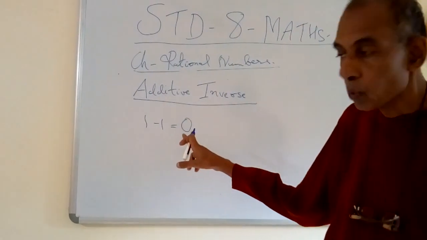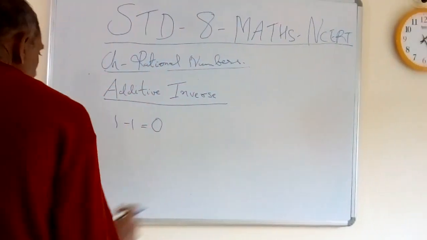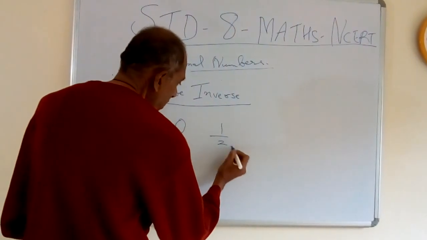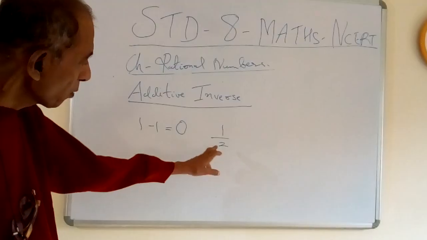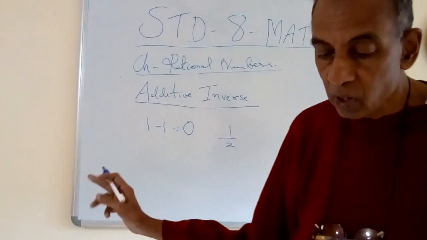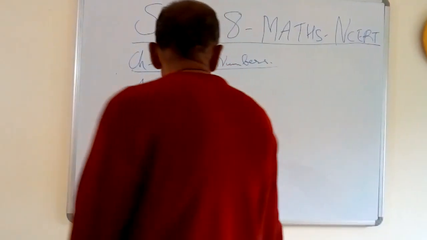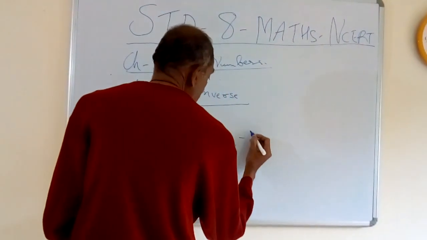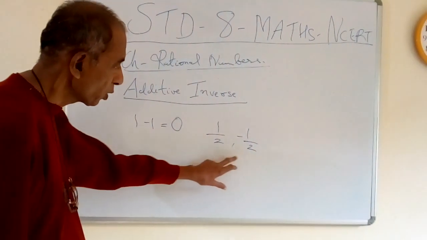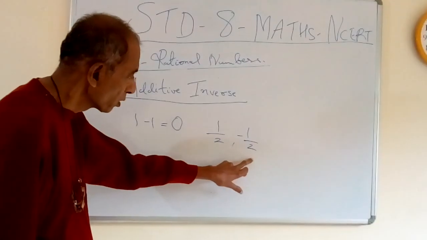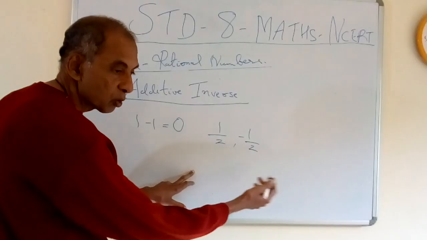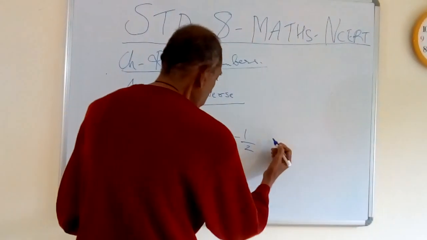We'll see additive inverse for rational numbers. So for rational numbers, if we take, say, as an example, 1 upon 2, which is a rational number. Now 1 upon 2 is a positive number. So what will be the additive inverse of 1 upon 2? It will be minus 1 upon 2, because if we add minus 1 upon 2 to 1 upon 2, we will be getting 0.